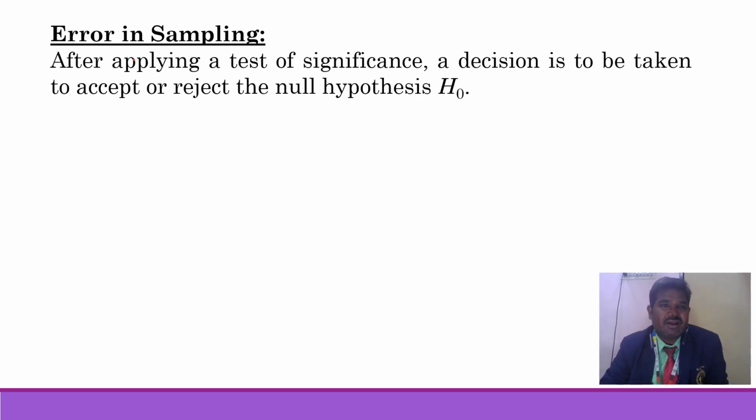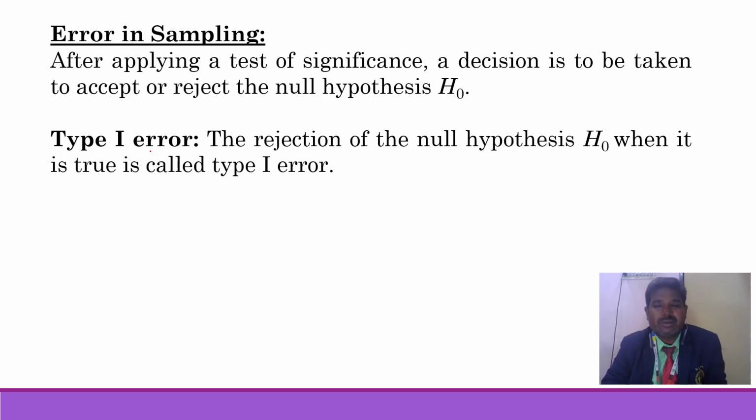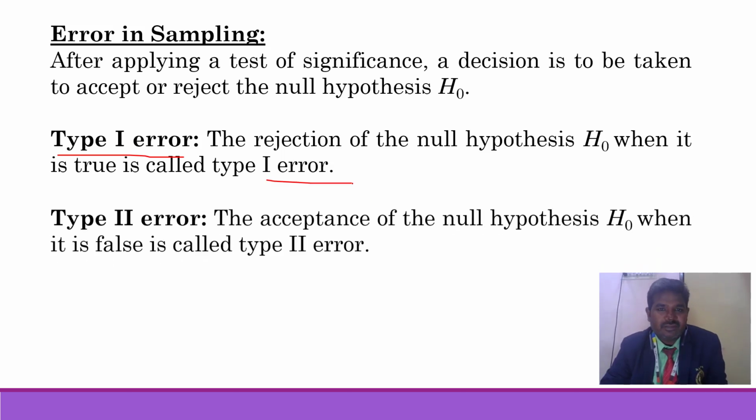Error in sampling. After applying a test of significance, a decision is to be taken to accept or reject the null hypothesis H0. In this we have two types of errors, namely type 1 error. The rejection of the null hypothesis H0 when it is true is called type 1 error. The second one is type 2 error. The acceptance of the null hypothesis H0 when it is false is called type 2 error.